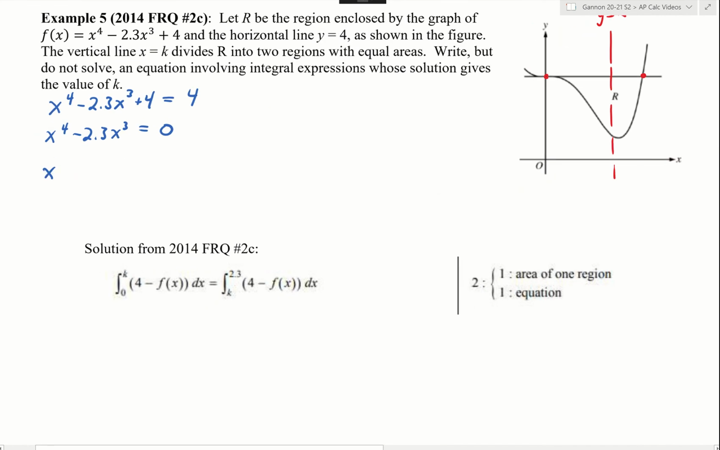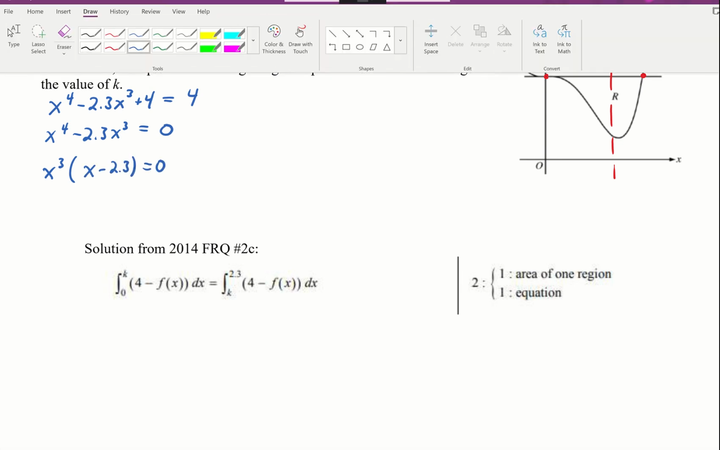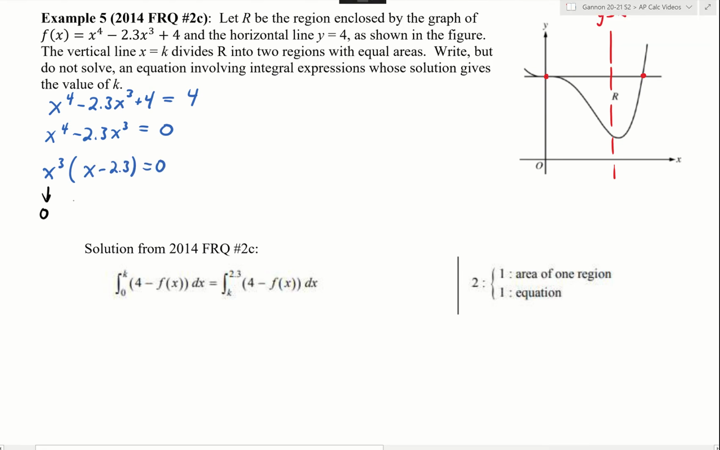We can factor out x cubed, and you're going to have x minus 2.3, which gives us solutions of 0 and 2.3. So this point has an x coordinate of 0. It's actually (0, 4). And this point has an x coordinate of 2.3, and it's (2.3, 4). All right, so that's going to be important in writing our intervals.